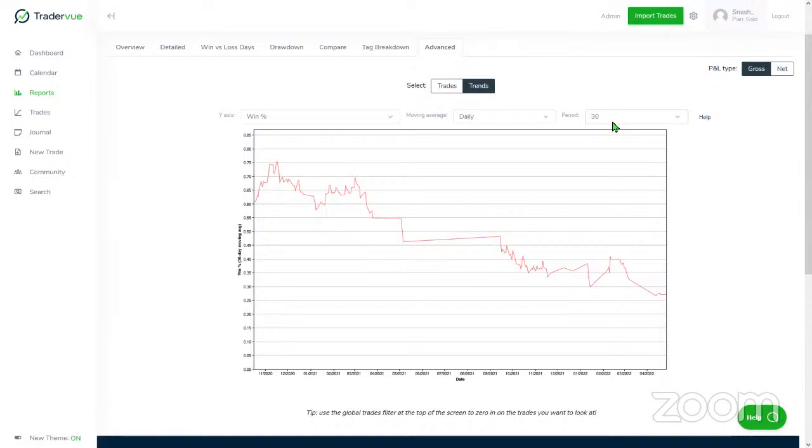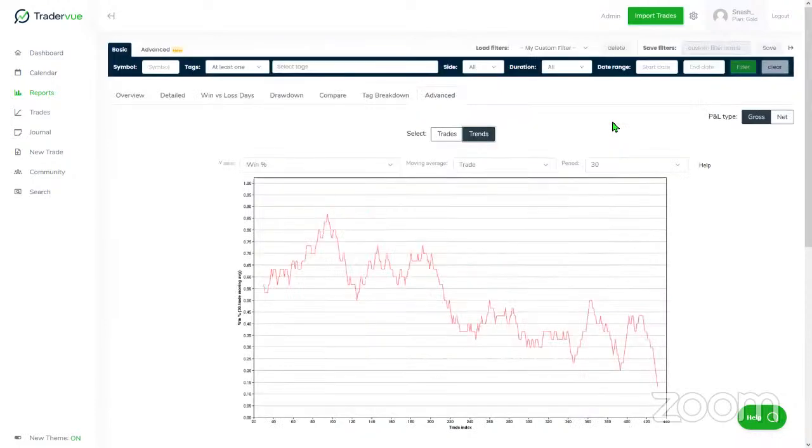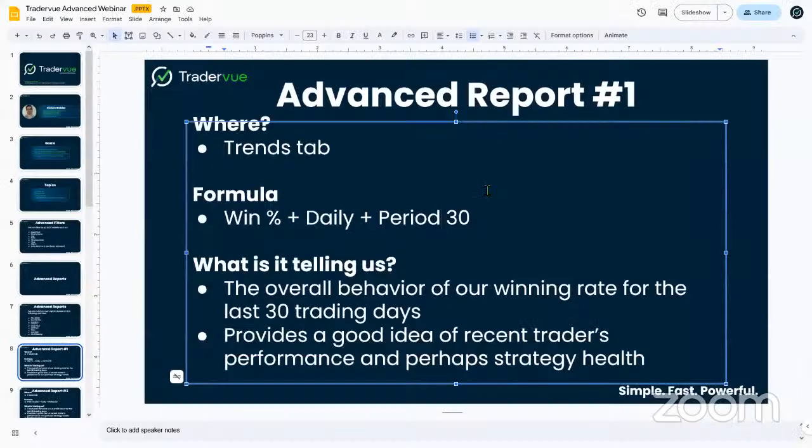So going back to the slide. Again, what is it telling us? The overall behavior of our winning rate for the last 30 trading days. So it provides us with a good idea of recent traders' performance and perhaps strategy health, or how well your strategy is doing.